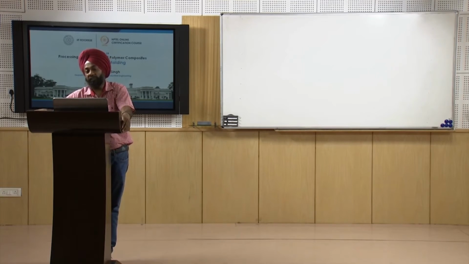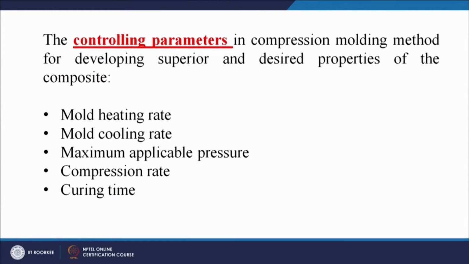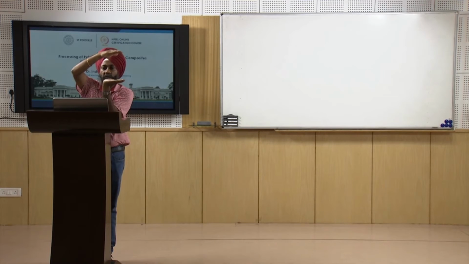In compression molding, there are so many other parameters that we need to take into account, which we will see in our subsequent slides. So the controlling parameters in compression molding method for developing superior and desired properties of the composite product are, as I have already told you, mold heating rate, mold cooling rate, maximum applicable pressure, compression rate, curing time. Now compression rate, we can compress it like this also, and we can compress it very slowly. So both will have its effect on the properties of the developed composite.